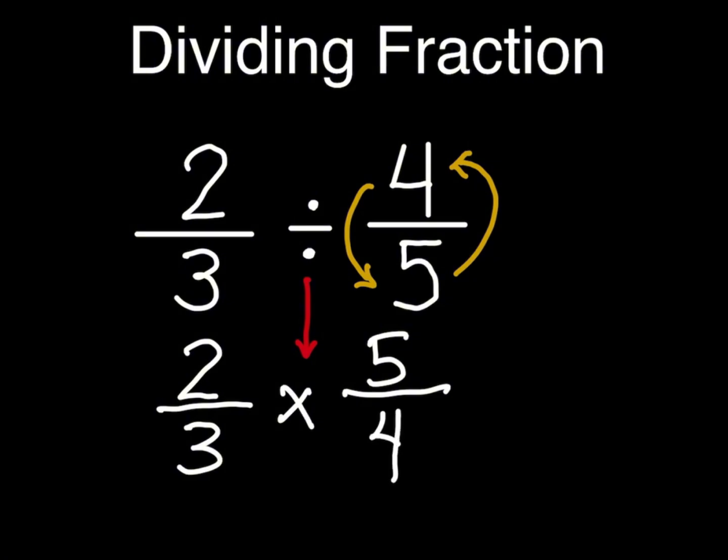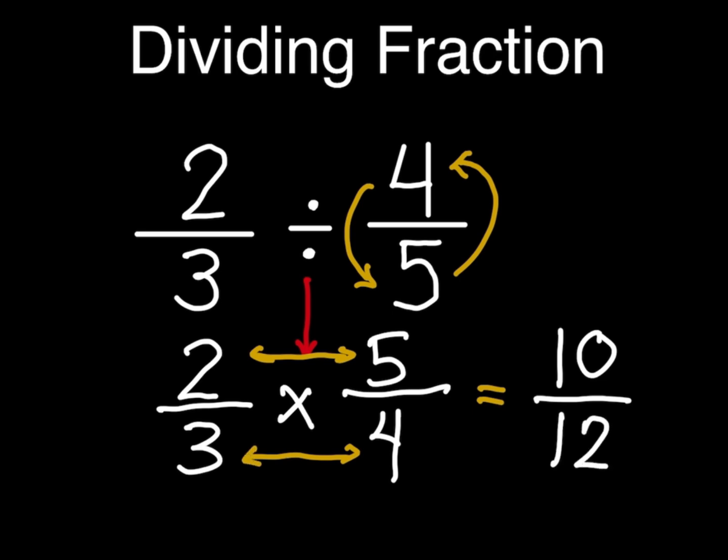And then multiply directly 2 times 5. Yeah, like that. So 2 times 5 is equal to 10. And then 3 times 4 is equal to 12.